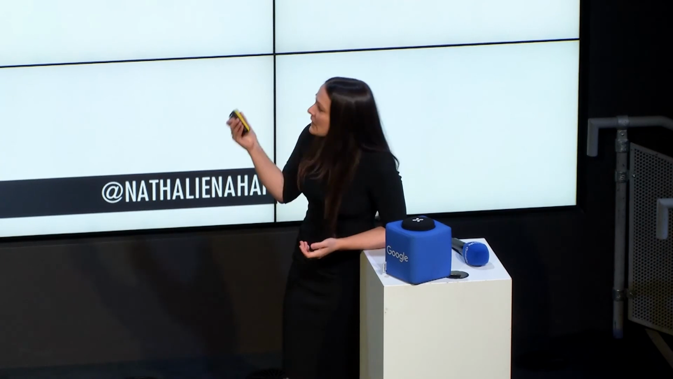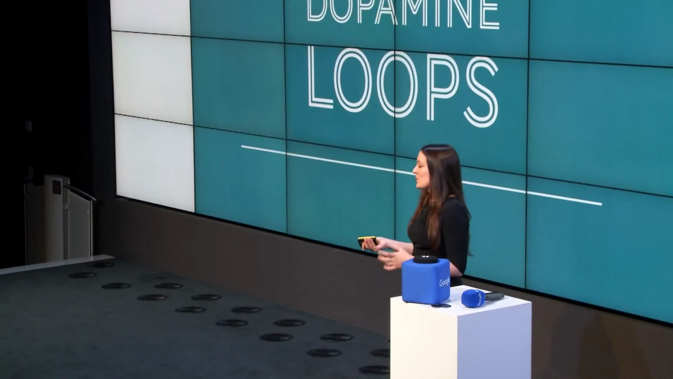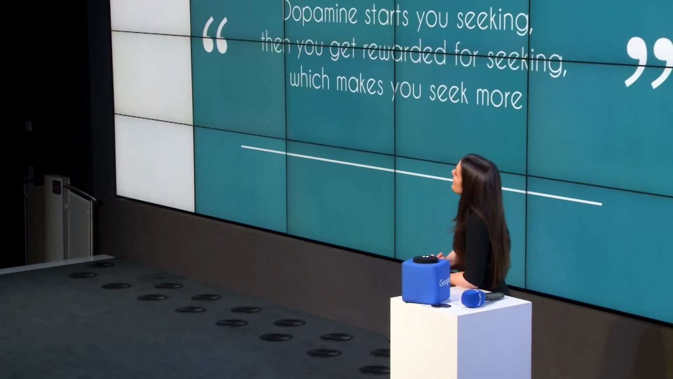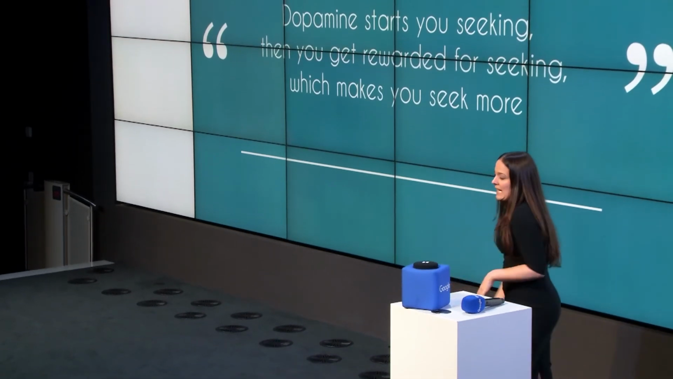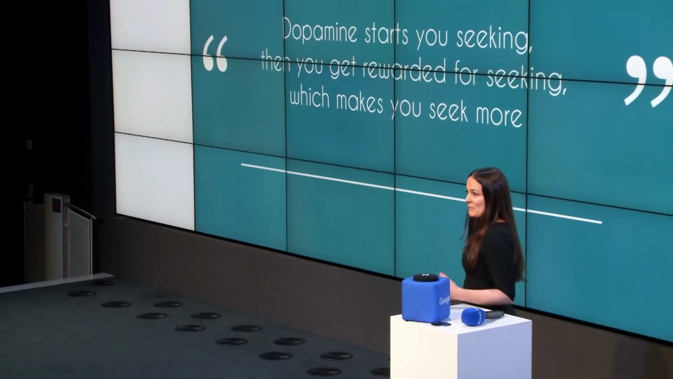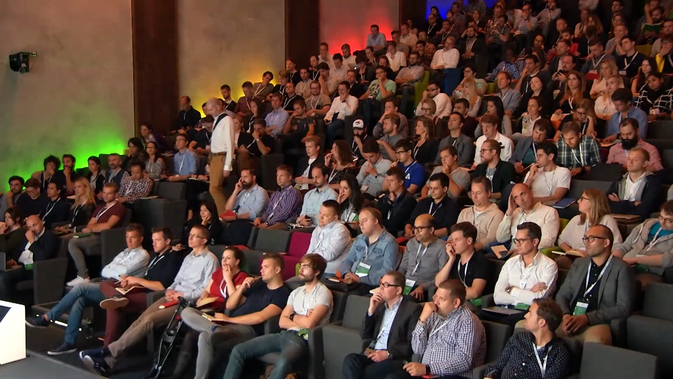So all of this is very interesting, but when it comes to habitual products, many of them actually initiate dopamine loops. And this is the final principle that I want to talk with you about now. So dopamine is typically the thing that starts us seeking, and then we get rewarded for that seeking behavior, and so guess what? We continue seeking. So it's a bit of a perpetual cycle.